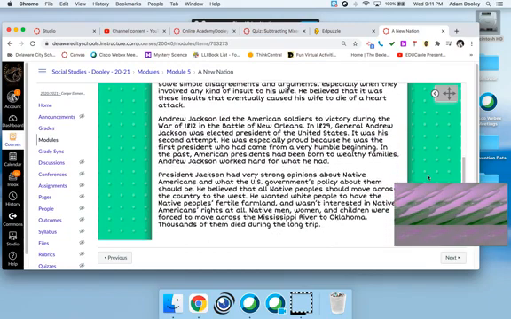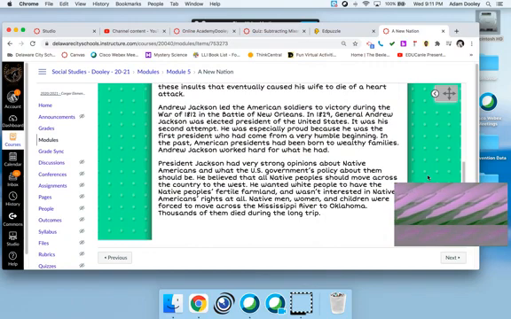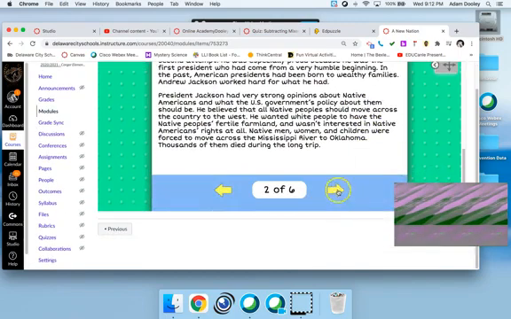Here are some other negatives about Andrew Jackson, though. After all those positives, President Andrew Jackson had very strong opinions about Native Americans and what the U.S. government's policy about them should be. He believed that all Native people should be moved across the country west. He wanted white people to have the Native Americans' fertile farmland and wasn't interested in Native Americans' rights at all. Native men and women and children were forced to move across the Mississippi River to Oklahoma. Thousands of Native Americans died along that trip.